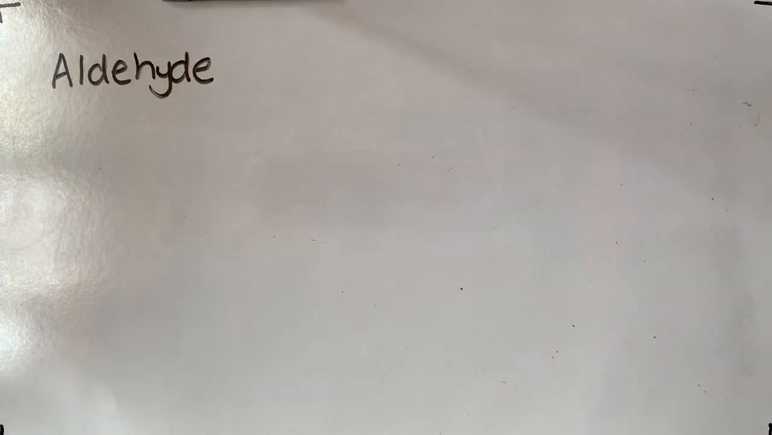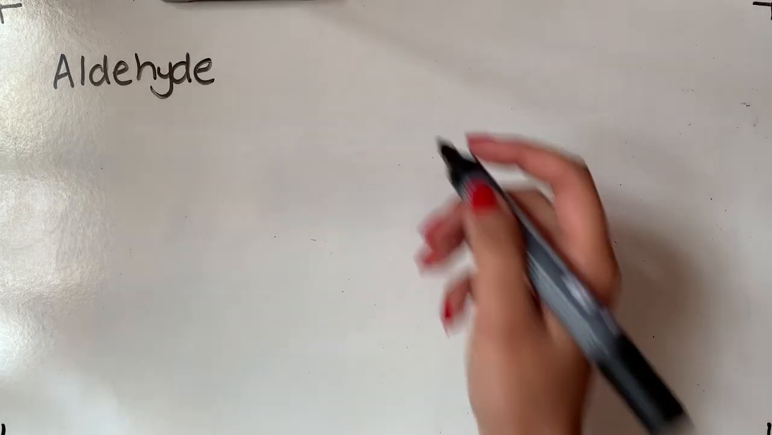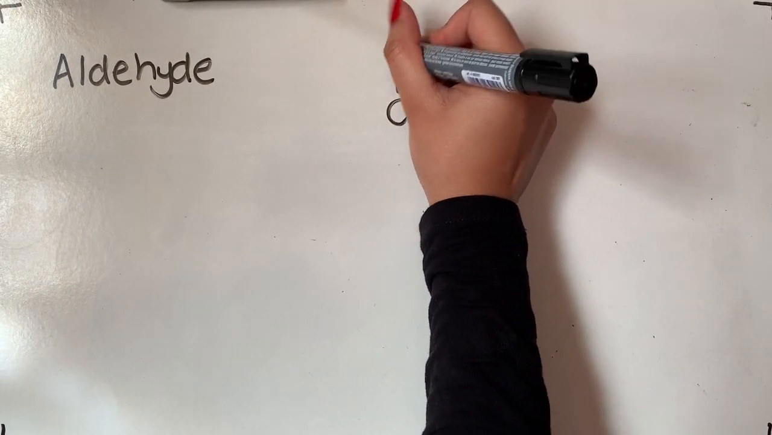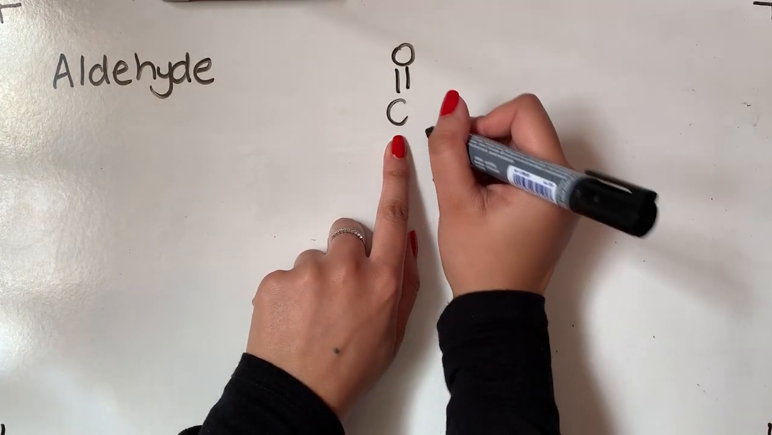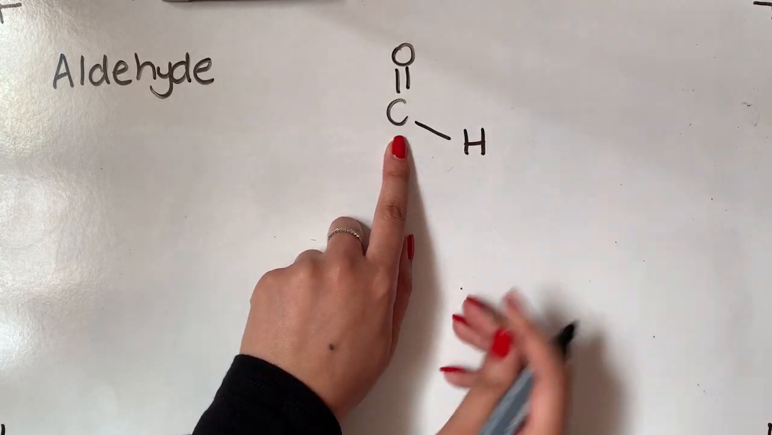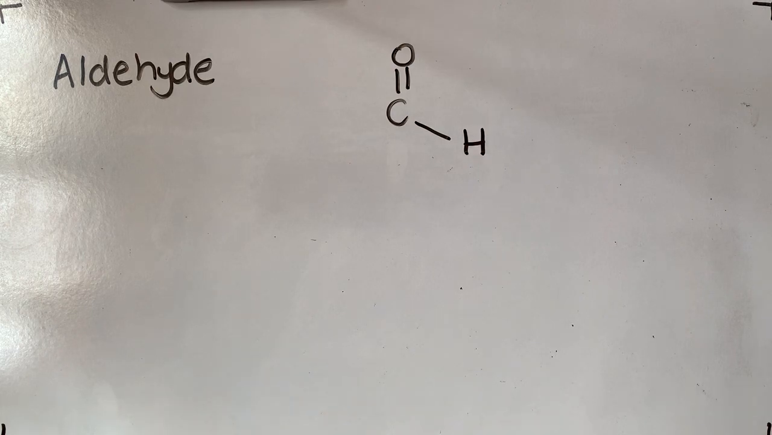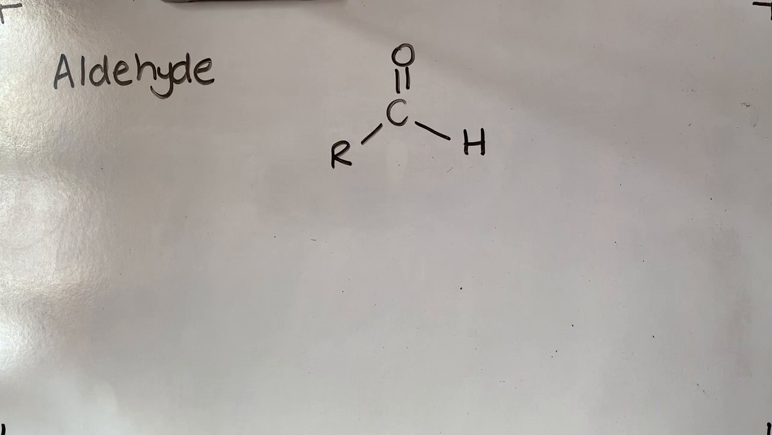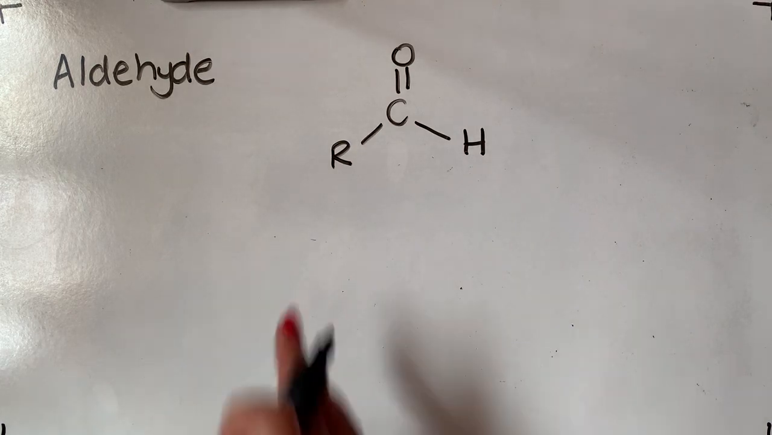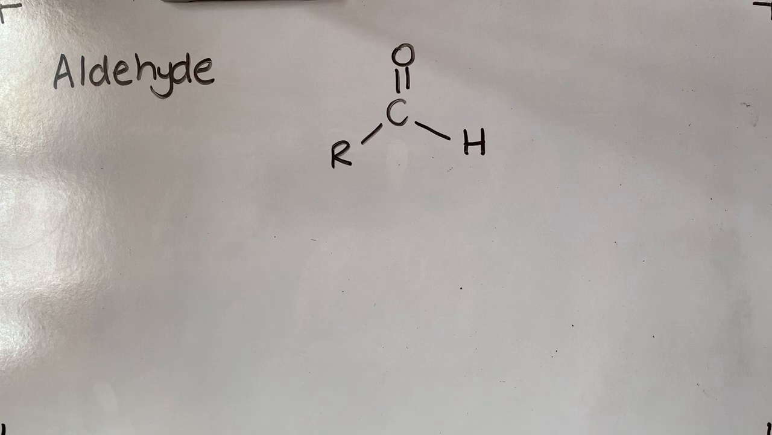So with our aldehyde, that carbonyl functional group is actually found at the end of a chain. So it must have the carbonyl functional group, and the carbon in the carbonyl must be bonded to at least one hydrogen. That's showing that it is at the end of the chain. And the other group can be any R group. It can also be a hydrogen, but that can be any R group there, any carbon chain there.